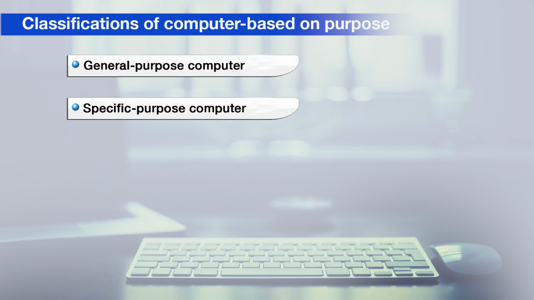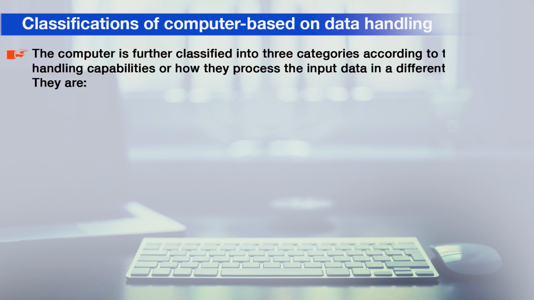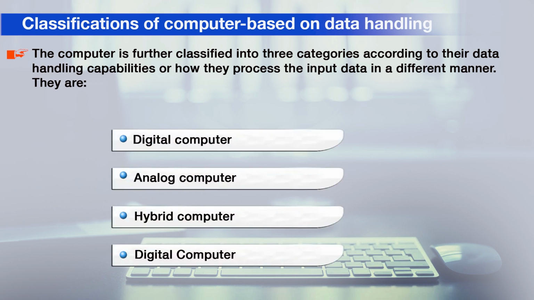Classification of computers based on purpose. A computer is broadly classified into two categories according to their purpose: general purpose computer and specific purpose computer. Classification of computers based on data handling. The computer is further classified into three categories according to their data handling capabilities, or how they process the input data in different manner. They are digital computer, analog computer, and hybrid computer.